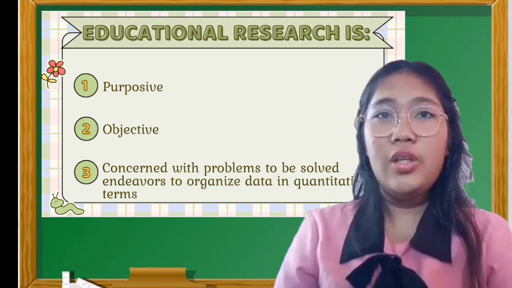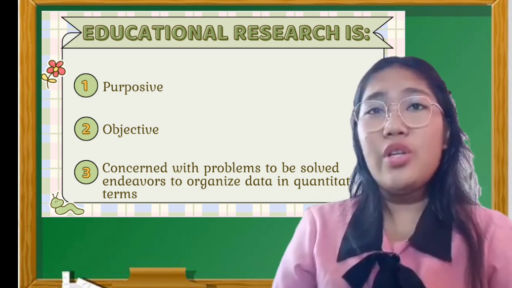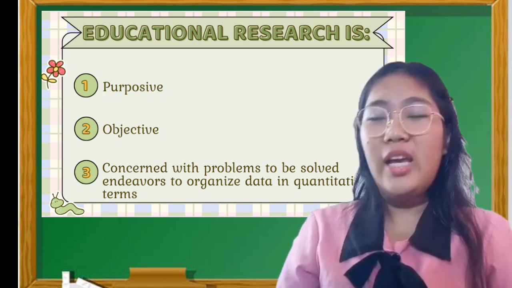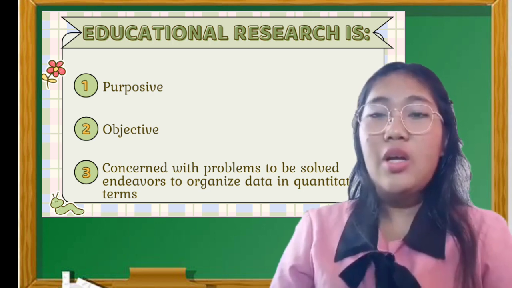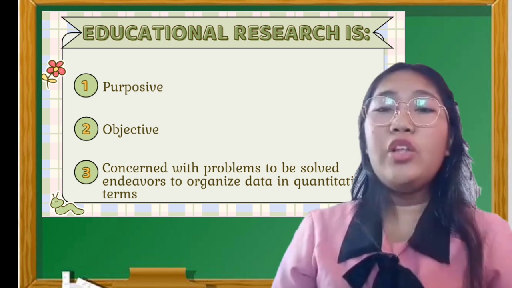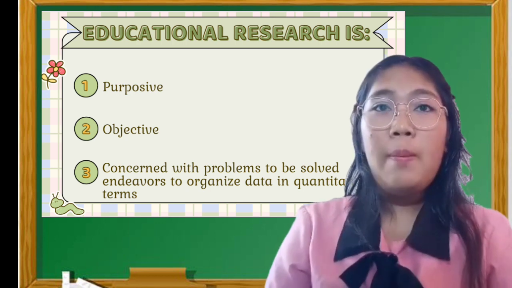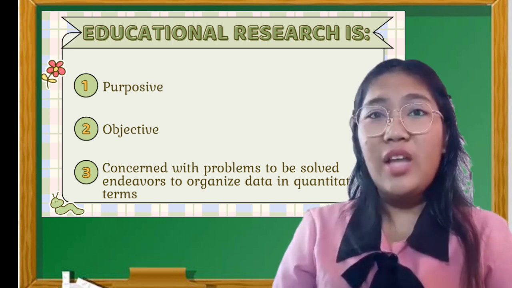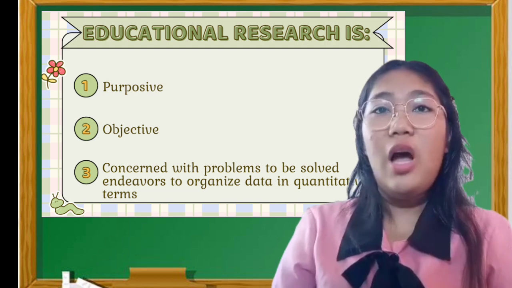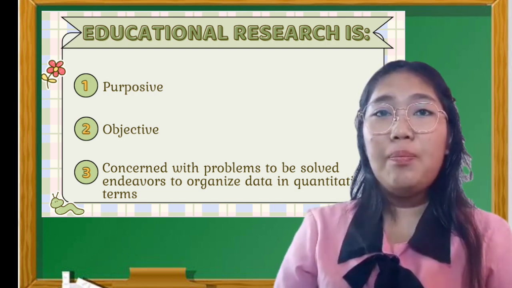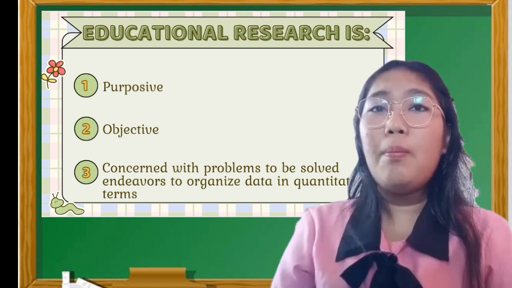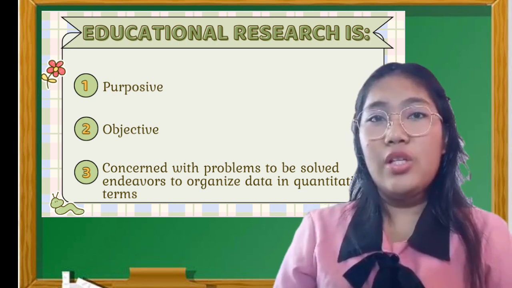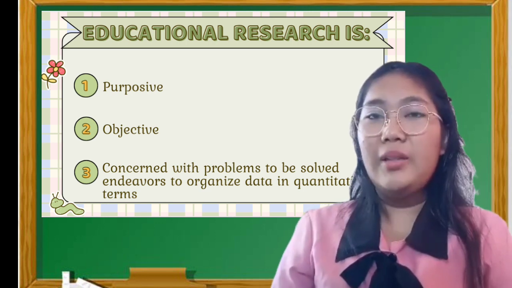Educational research is concerned with problems to be solved and endeavors to organize data in quantitative terms. So, educational research prioritizes solving real-world issues in education, like low achievement, by gathering measurable data. This quantitative approach allows researchers to compare results, identify trends, and find solutions that can be broadly applied.